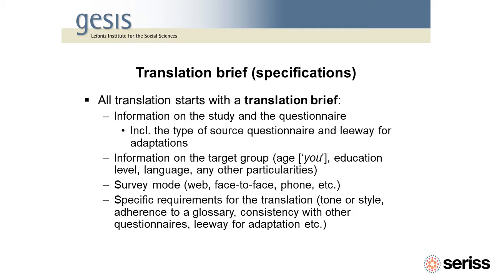So of course, translators will need to know who my target population is. Is it teenagers? Then I may be able to translate the you in a different form compared to when it is an adult population. Translators will need to know about the education level of the target group, whether it is their mother tongue or a foreign language, and any other particularities. Translators will need to know about the survey mode.